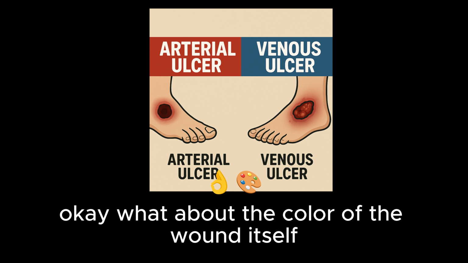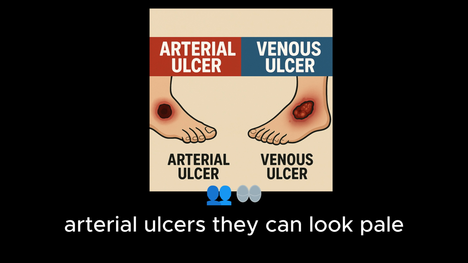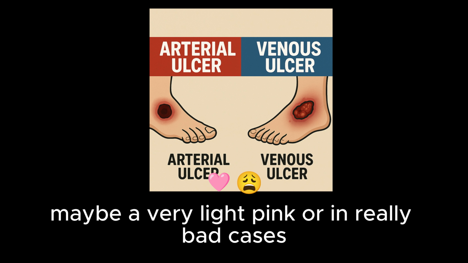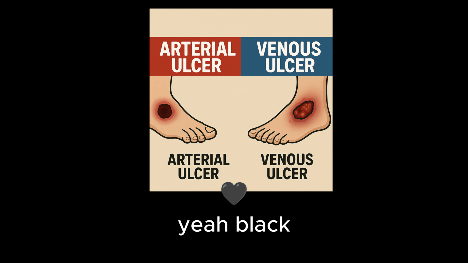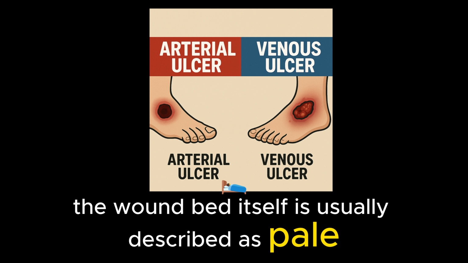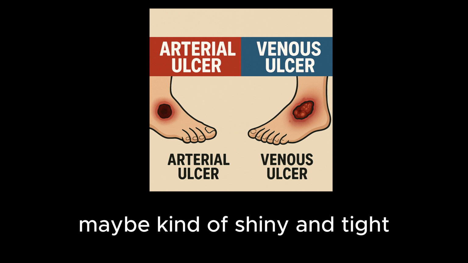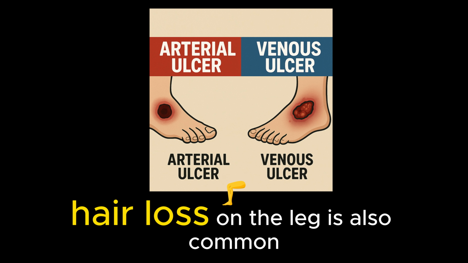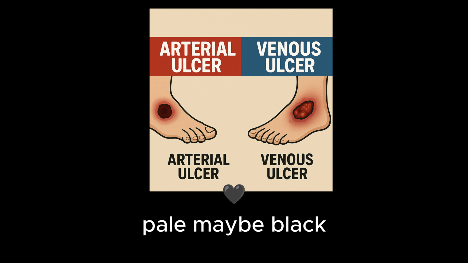Okay, what about the color of the wound itself and the skin around it? Big differences here too. Arterial ulcers can look pale, maybe a very light pink. Or in really bad cases, they can be necrotic. Necrotic meaning dead tissue. Yeah. Black. Yes, black, dead tissue. The wound bed itself is usually described as pale or maybe grayish, and the skin surrounding it typically looks dry, scaly, maybe kind of shiny and tight. Hair loss on the leg is also common. Dry, scaly, pale, maybe black.